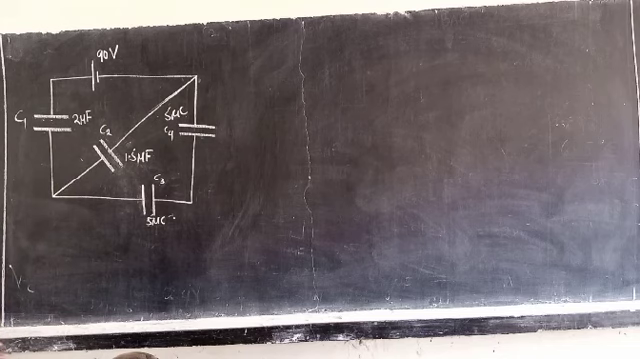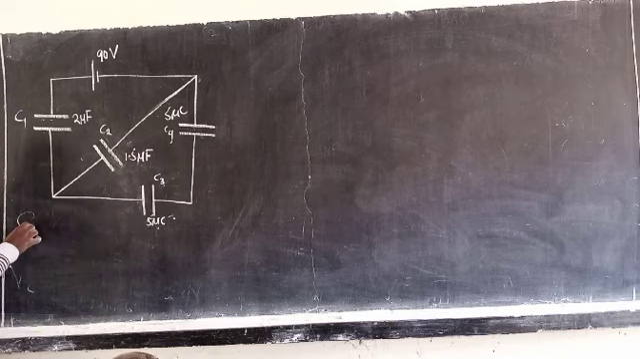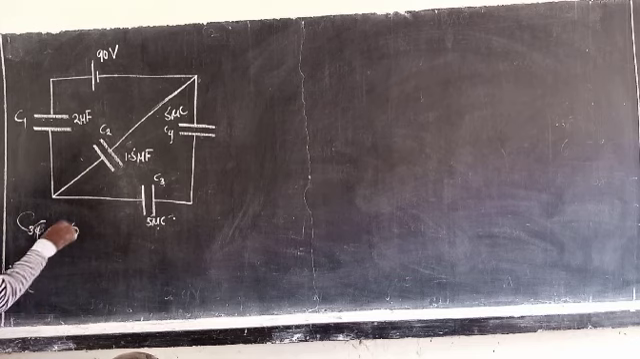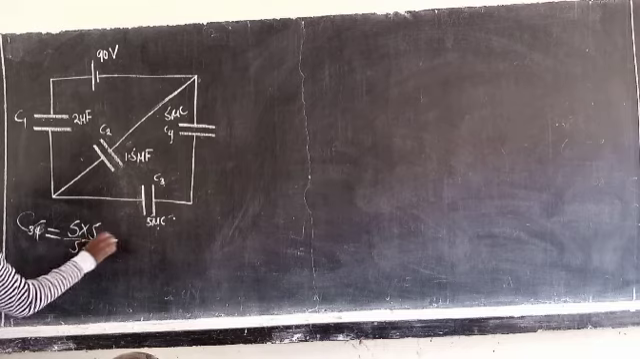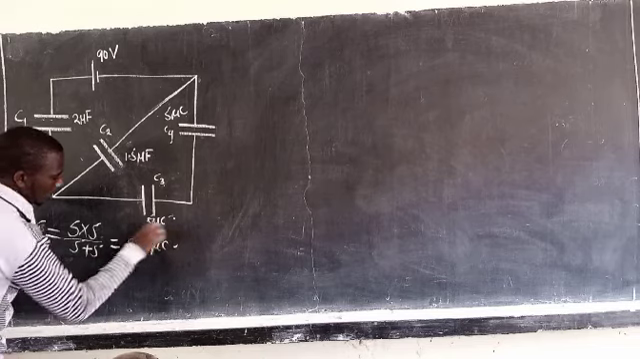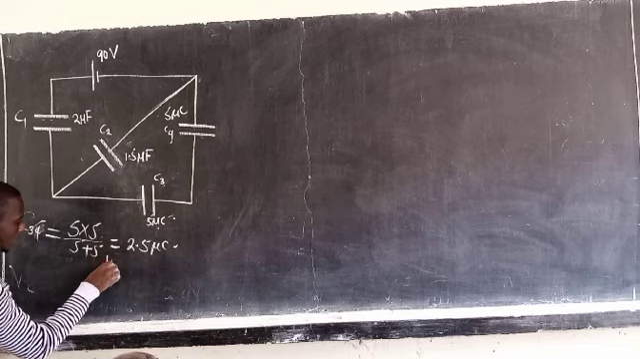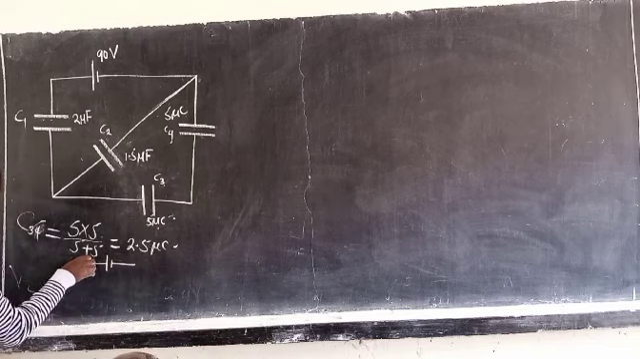Okay? So what we can do is the effective for C3 and C4, since they are in series, is a product out of sum. 5 times 5 out of 5 plus 5. This is 25 out of 10, and that would give us 2.5 microfarads. Meaning that this arrangement could as well be represented by this diagram that I'm drawing.